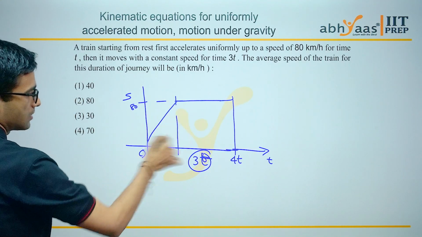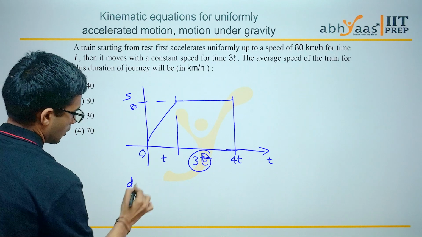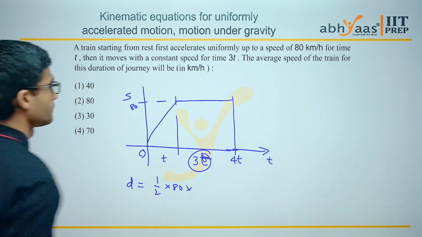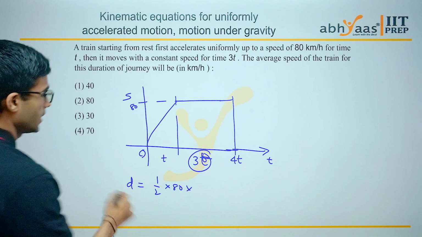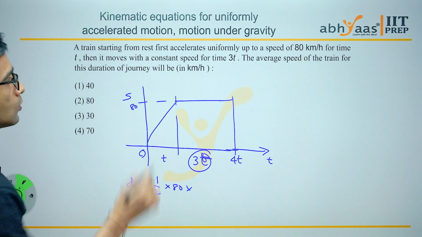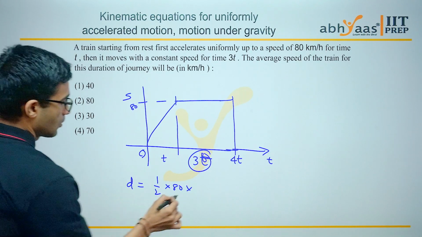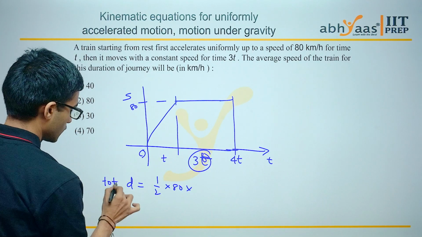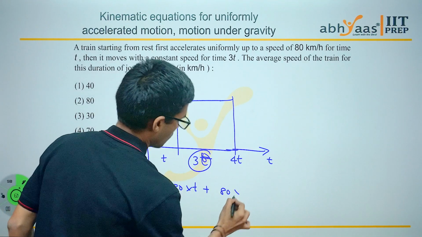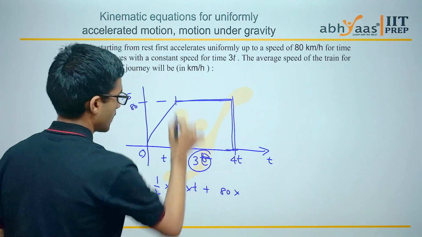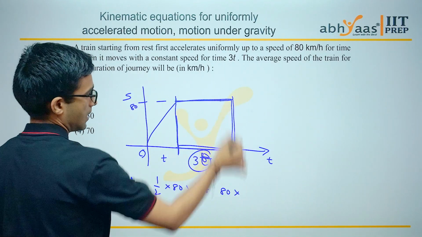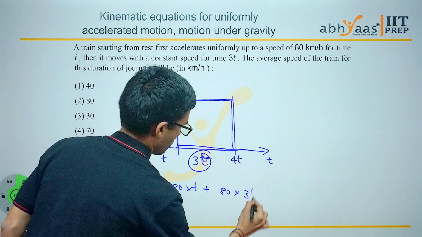You just calculate here. The area of this part is a triangle. Area is equal to distance. You will get half into 80 into t. Average speed you need to calculate. First calculate the total distance, then divide with time. Total distance is equal to half into 80 into t plus 80 into the rectangle. Rectangle means length into breadth. Length is 3t, breadth is 80.